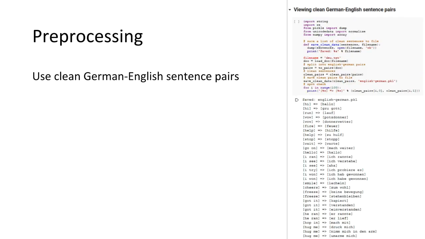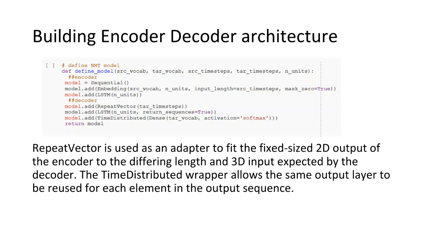And here we can see the cleaned German to English sentence pairs without any punctuations or anything which will deter the performance of the model. Next, we have to build our encoder and decoder architecture.